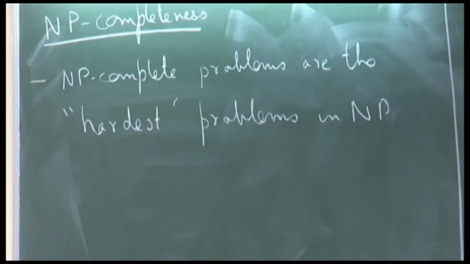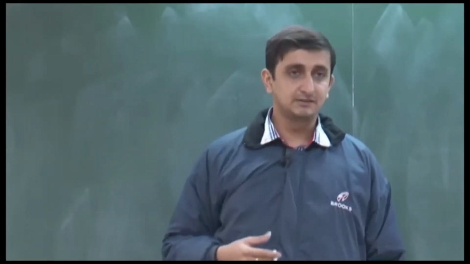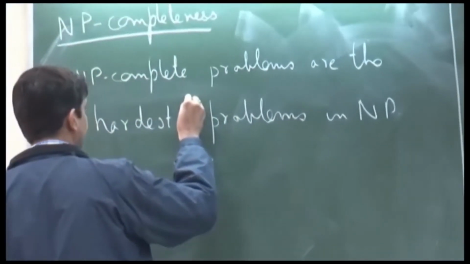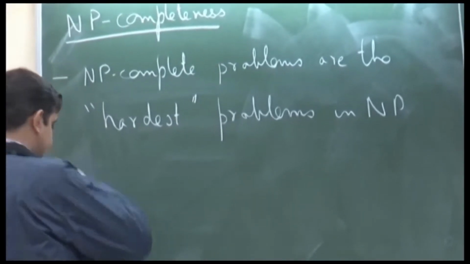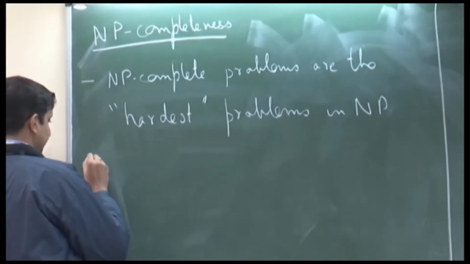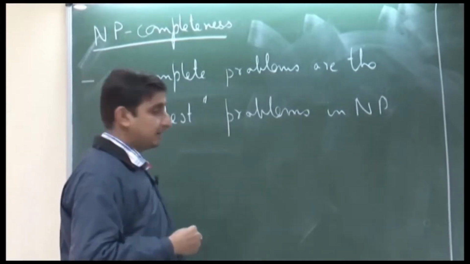So we need to define a notion of hardness. What do we mean by hardness? Whenever we talk about hardness or easiness, we do so in relative terms. Something is hard means it is hard with respect to some other stuff. So we need to define a notion of relativity here, and that comes from the notion of reductions. So let us look at reductions and formally define them.